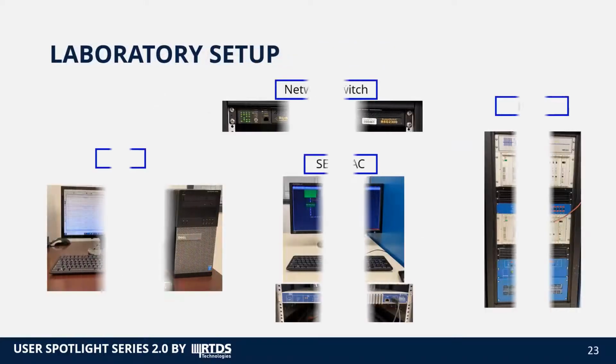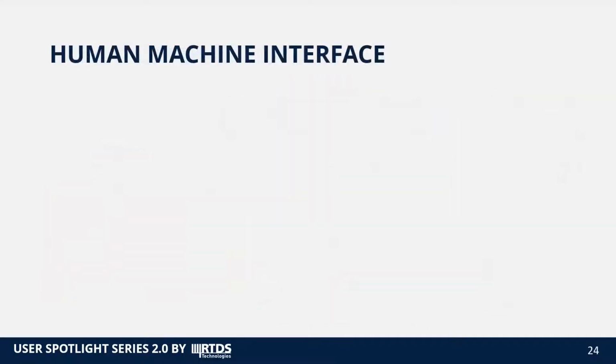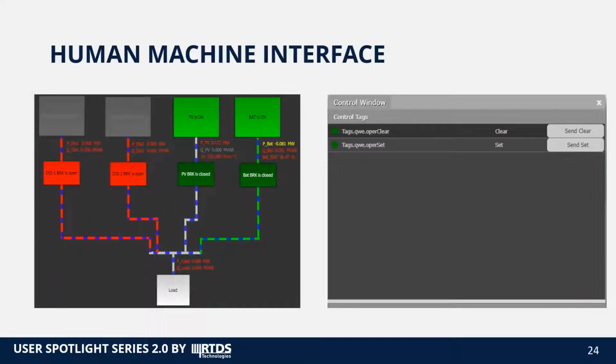This is the laboratory setup. It has a computer, the RTAC, and the RTDS, all connected through a network switch. A human-machine interface is also developed to visually monitor and track the status of the microgrid.